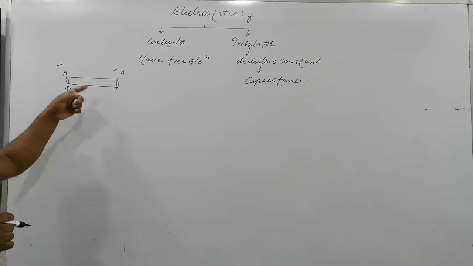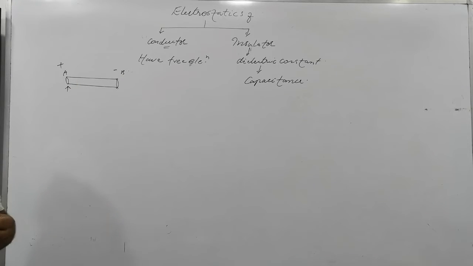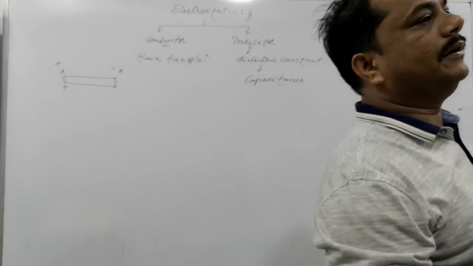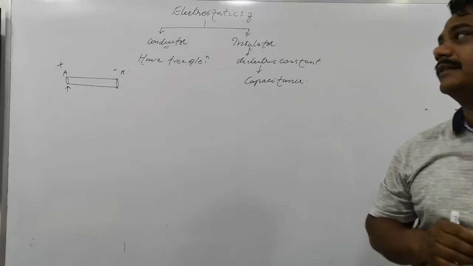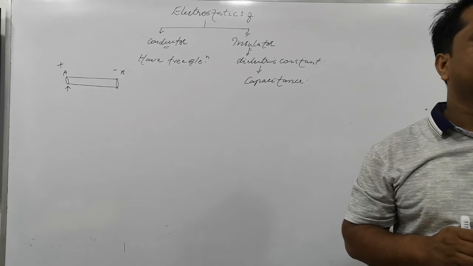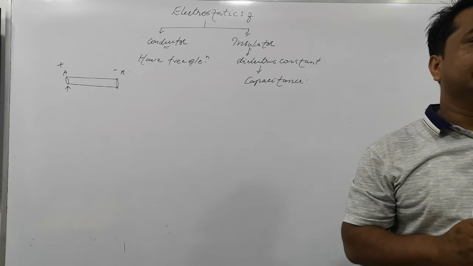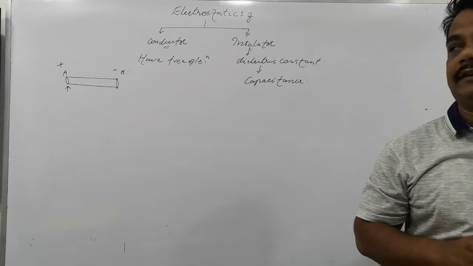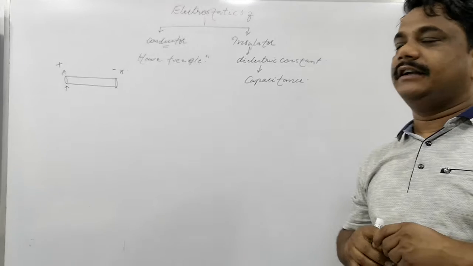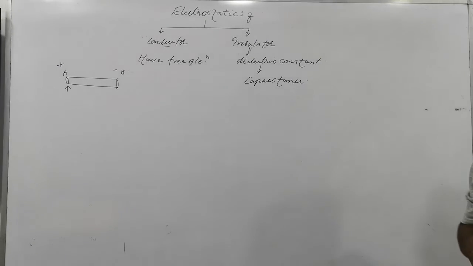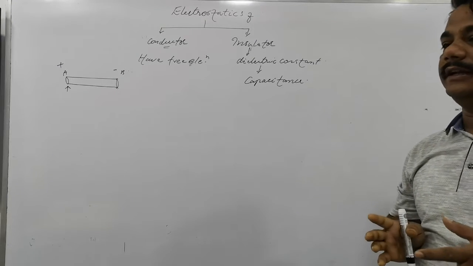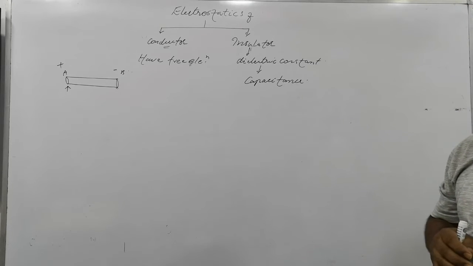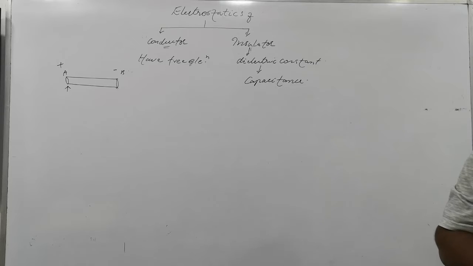So what happens here? Obviously, the electrons start drifting. The motion of the electrons begins. Why does this happen? In a field, positive charge moves in the direction of the field, and negative charge moves in the opposite direction. So conductors are those which have free electrons, and these free electrons are the charge carriers.